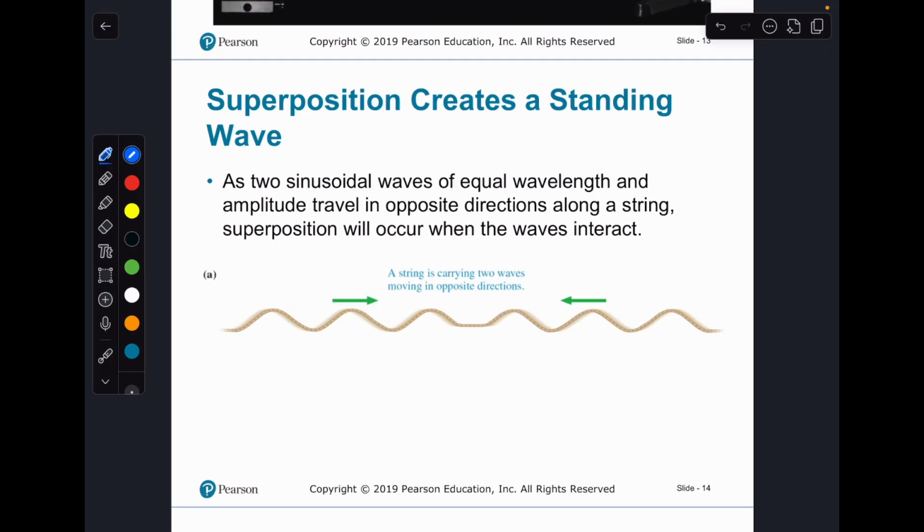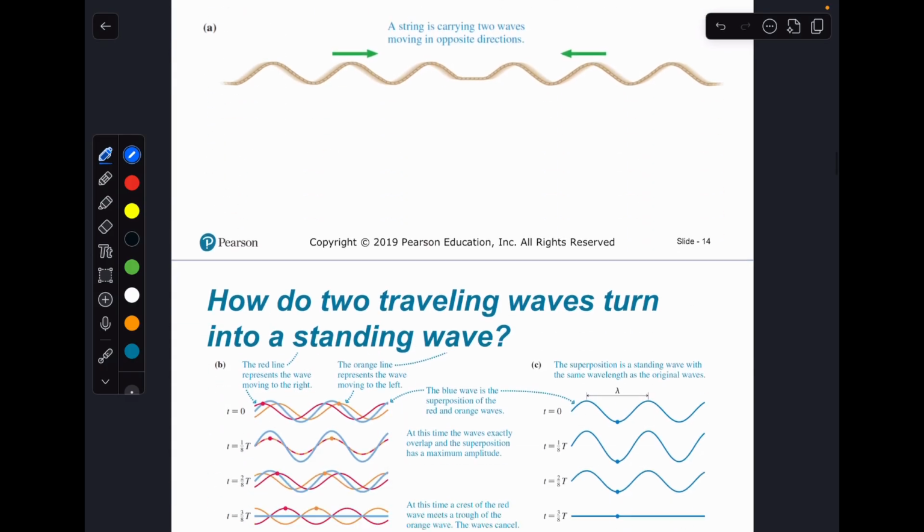Superposition of waves is what creates a standing wave. So this is just a very simple setup here. Again, we're going to shake the rope, and we're going to create two waves moving in opposite directions by shaking one side of the rope and shaking the other side of the rope at the same time. And so superposition is going to occur, because we're going to be adding the displacements as those waves interact with each other.